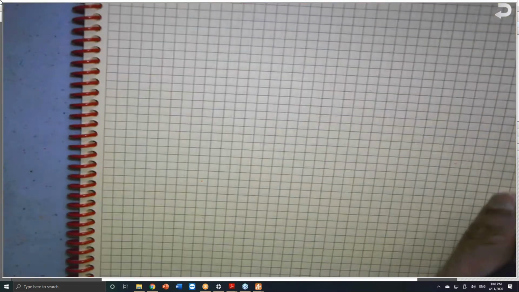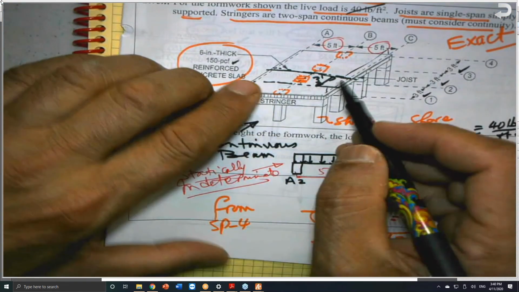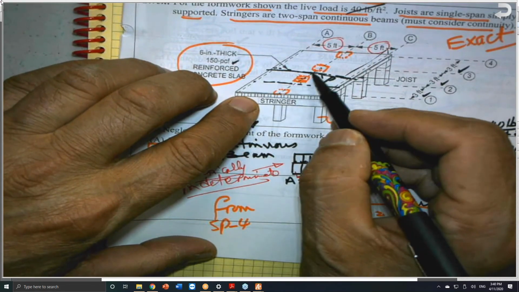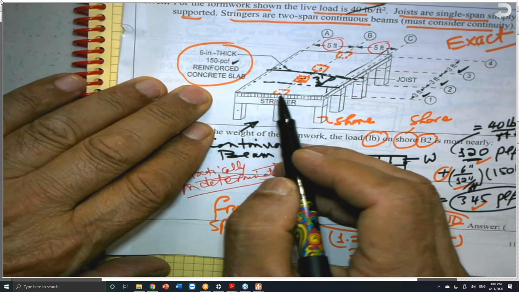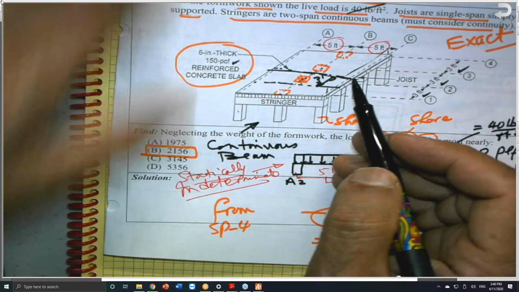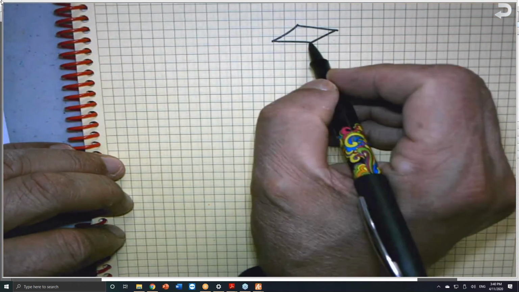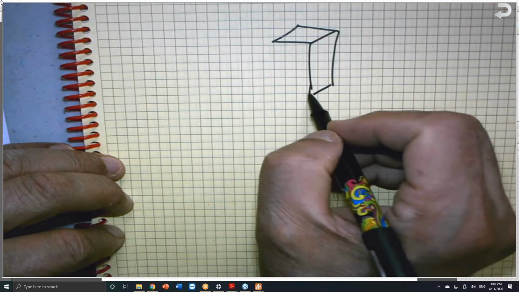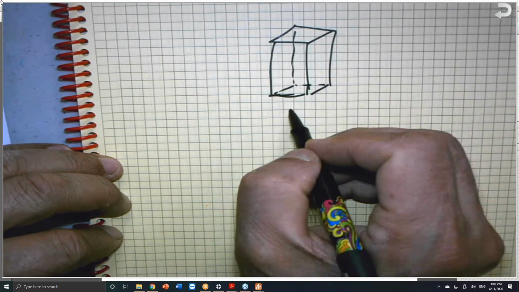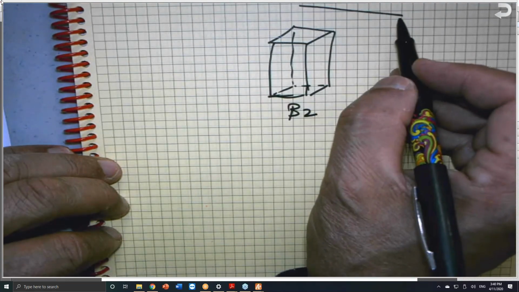If you look at this, I said that this column here is going to take half of the width from here to here and from here to here, which is 1.5 feet, 1.5 feet. But it is also going to take 1/2 of the width from here to here, which is 2.5 feet, 2.5 feet. So this column here, which is B2, is going to be responsible for a tributary area like this.